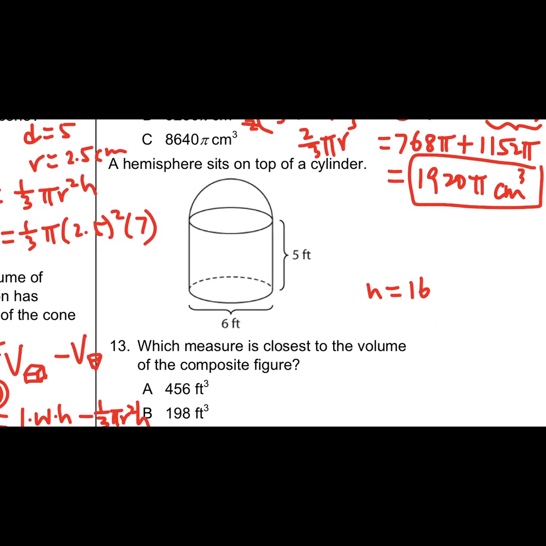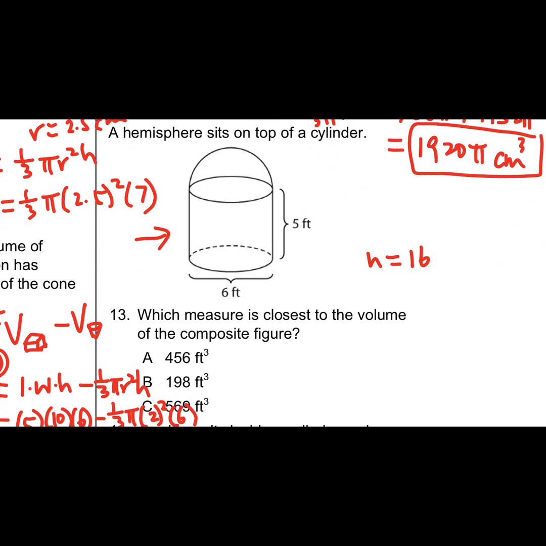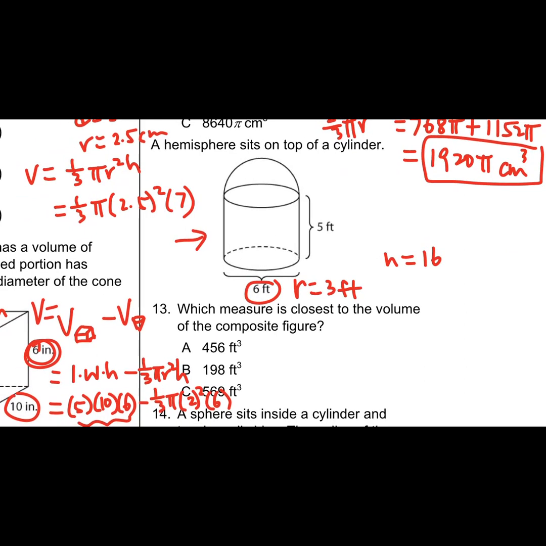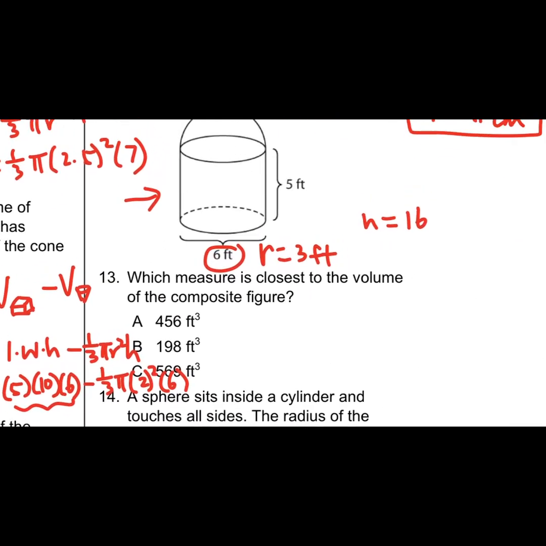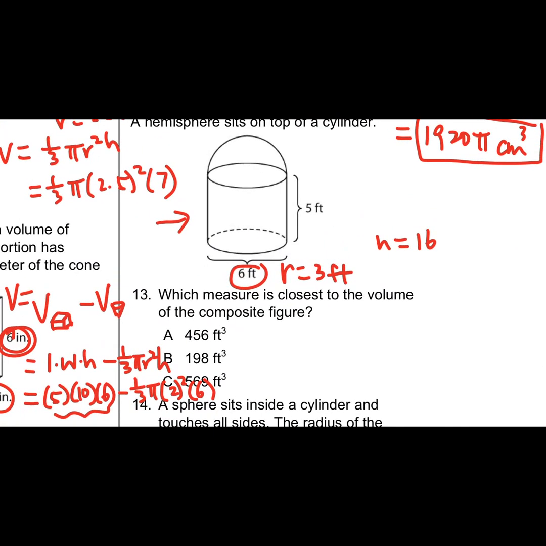Number 13, a hemisphere sits on top of a cylinder as described in this figure. And the measures are for the diameter, looks like it's 6, which tells me that the radius is 3. I just like to convert it into radius, and then the height is 5. So the total volume for this figure is given by the volume of the cylinder plus the volume of the semisphere.